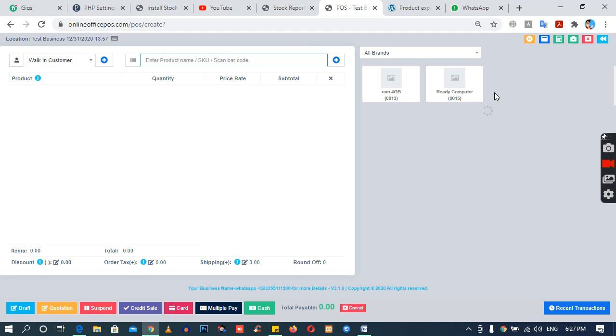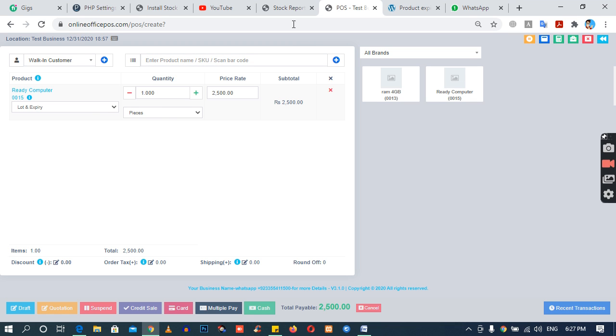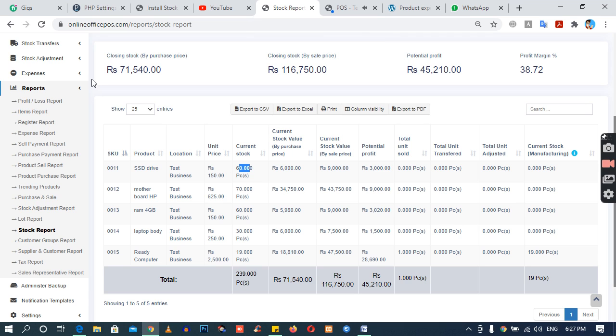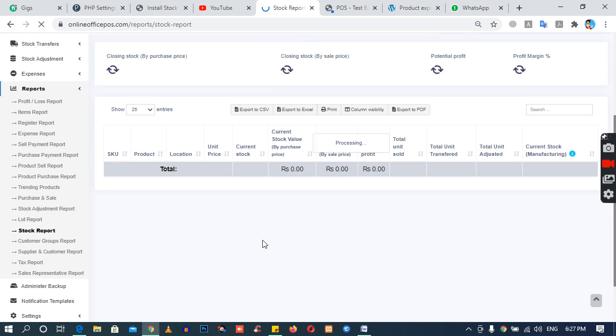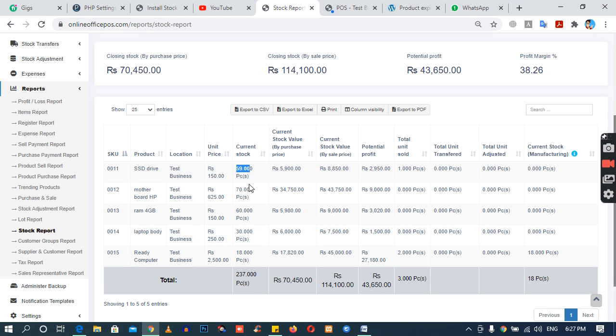So a ready computer, I sell it and I go back and refresh it. Look at these values 30, 60, 70, 60. So look at this 30, 60, 70. One item we sold, we sold this.